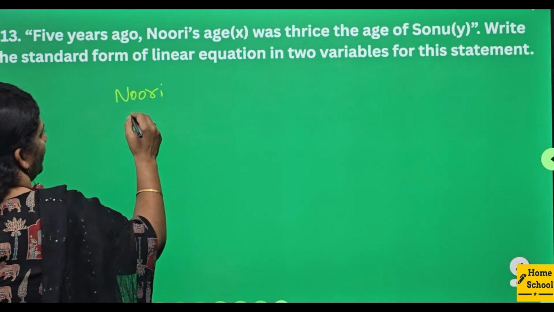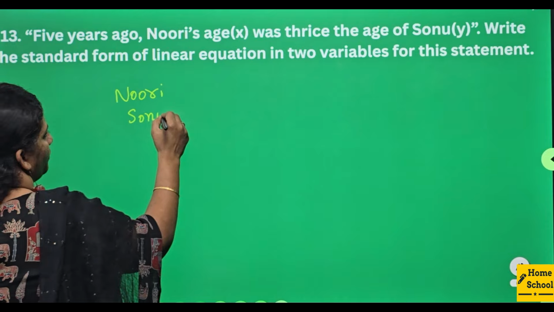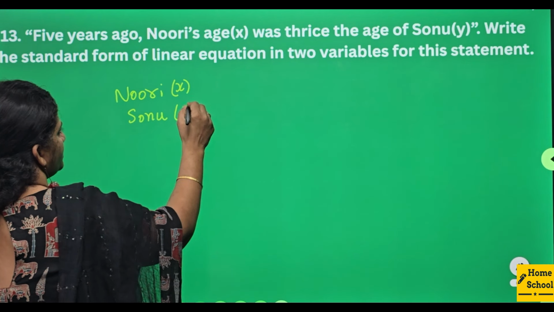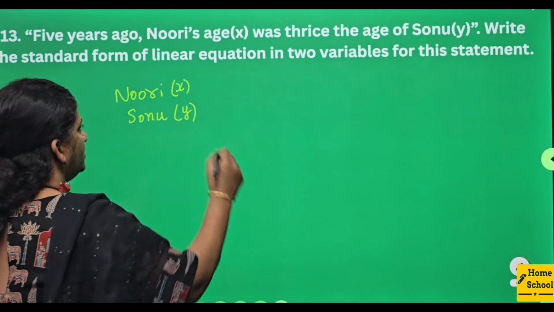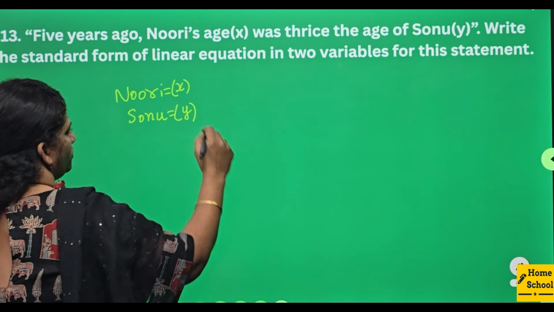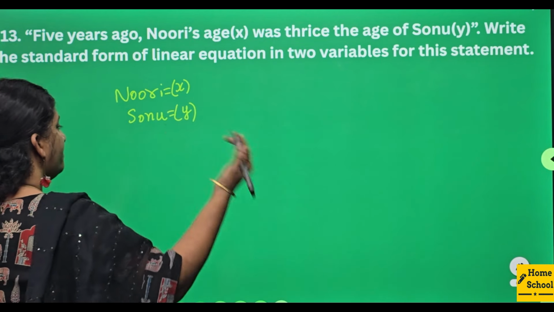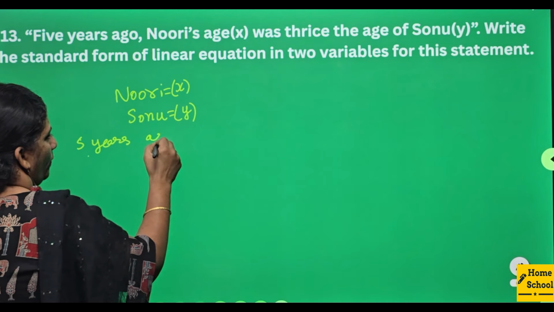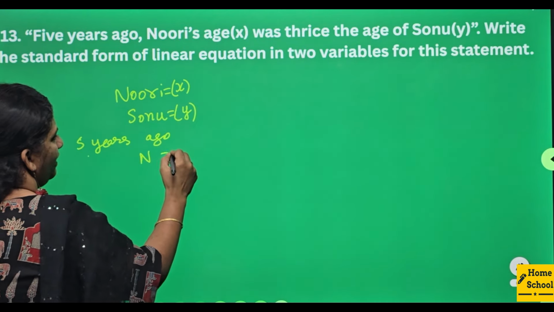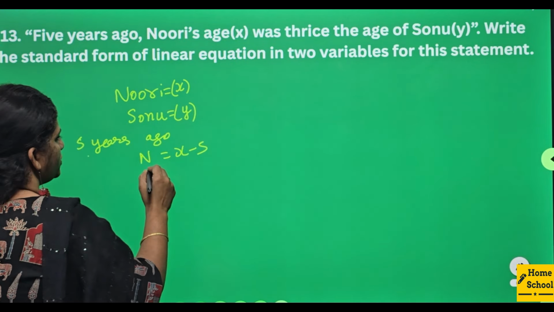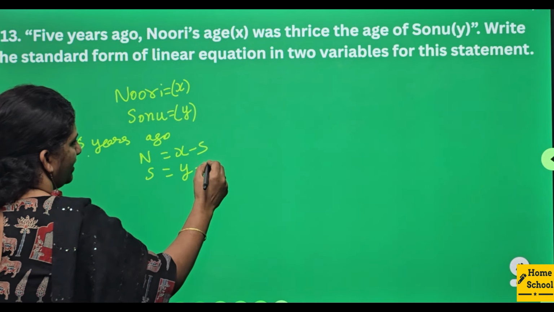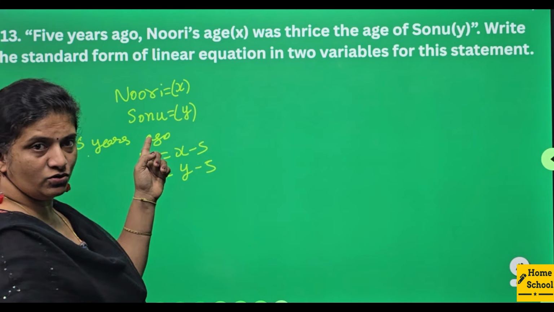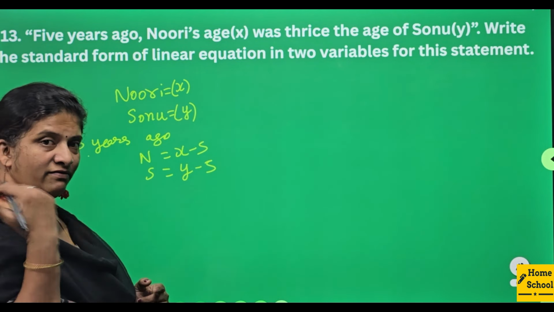Noori and Sonu. Assume Noori's age is x and Sonu's age is y. So Noori is x, Sonu is y. You can write 5 years ago: Noori will be x minus 5, Sonu will be y minus 5. This is the present age of Noori and Sonu, and this is the age 5 years ago.